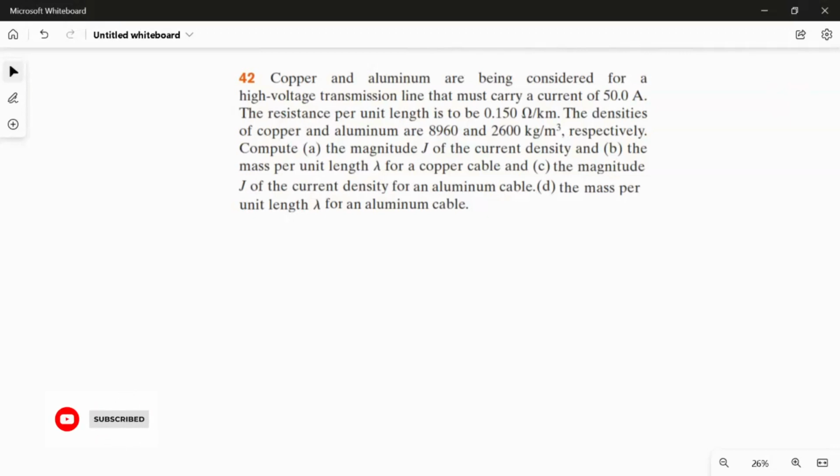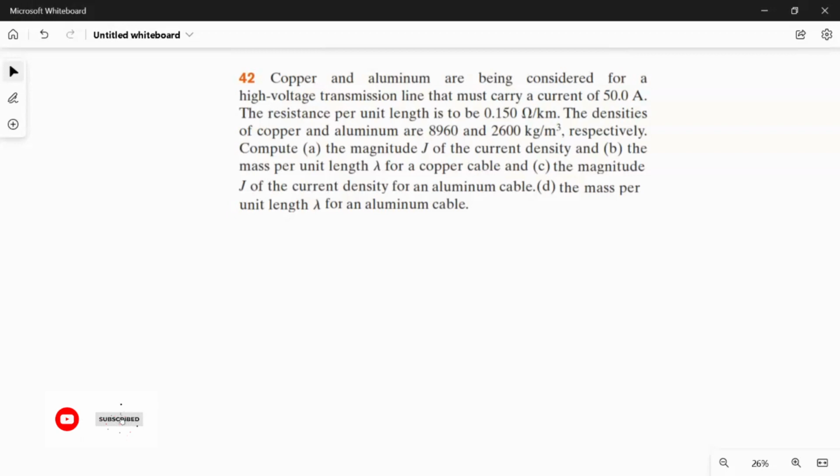And for part C and part D, I am going to make a separate video. Here, part A and part B are related to the copper cable, and part C and part D are for the aluminum cable. That's the reason I'm going to make a separate video, because this question is a little bit lengthy.